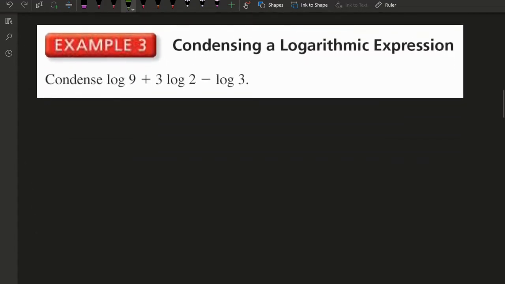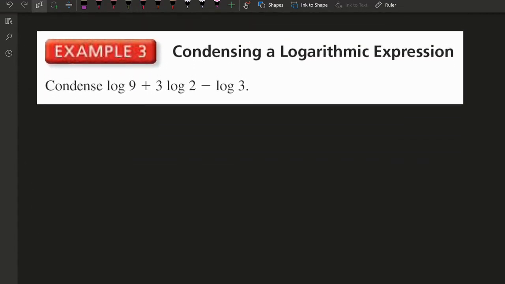Now condensing is the same idea, but doing it in reverse. So what I would do here is I would see that 3 log 2 can be changed to log of 2 to the third, which could change to log 8. I'm going to bring this one down, log 9. Log 9 plus log 8 minus log 3.